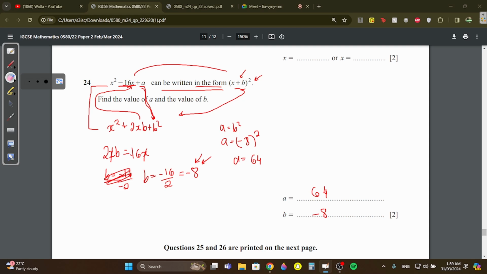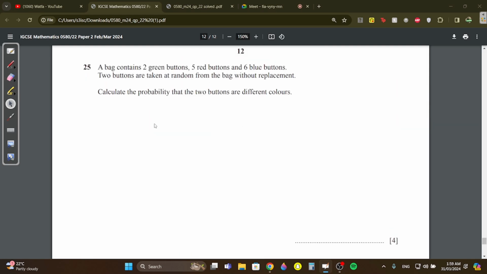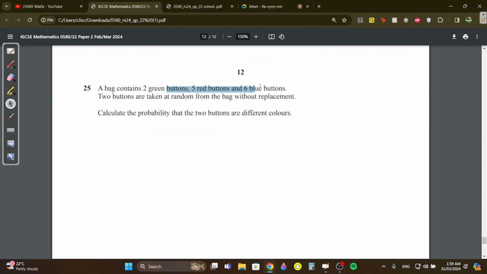Question 25. A bag contains 2 green buttons, 5 red buttons, and 6 blue buttons. 2 buttons are taken at random from the bag without replacement. Calculate the probability that the 2 buttons are different colors. Since there are many ways they could be different colors, it would be easier to just find the complement and do 1 minus the probability that they're actually the same color.